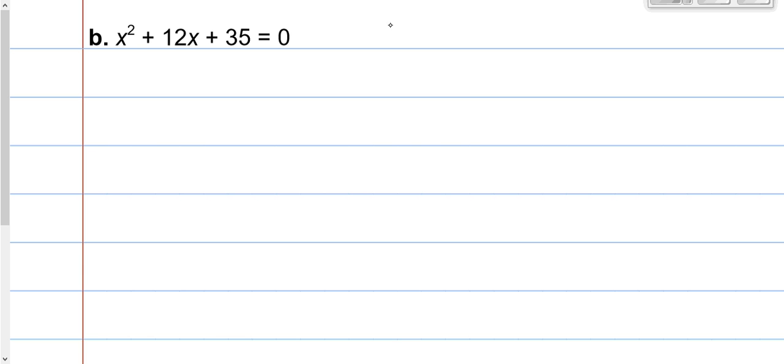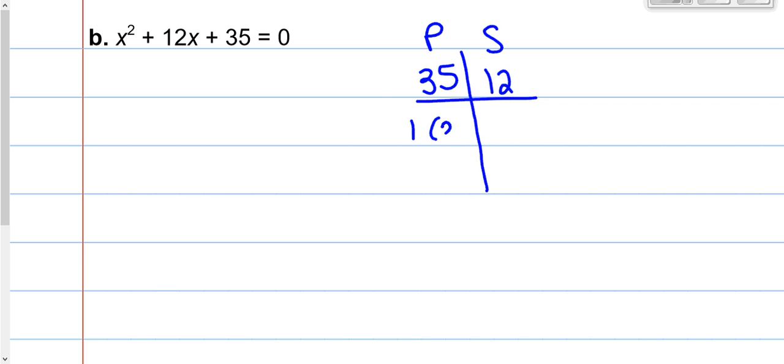So let's go ahead and get our table going here. We want to have a product of 35 and a sum of 12. Make sure again that you fill in your whole table. You'll have 1 times 35. We'll check the sum. 1 plus 35 is not 12.